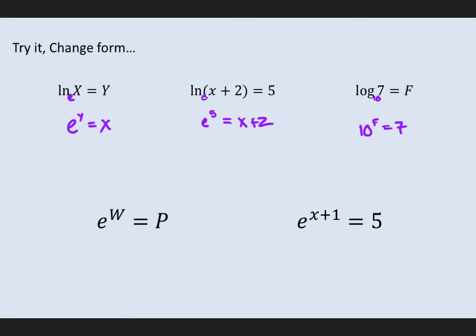All right, these other ones, we can go back the other way. So when I see e to the w equals p, I can change this into the natural log of p equals w. And likewise here, I can change this into the natural log of 5 equals x plus 1. Same idea as all our other logs. ln is log base e. The old answer becomes the exponent and the old input becomes the new answer, so those just switch sides. In log base e, we just don't write that e in.